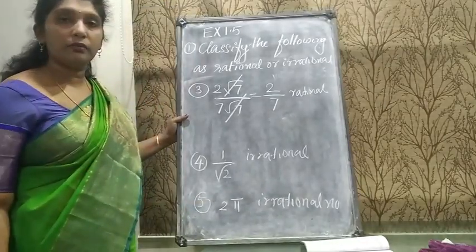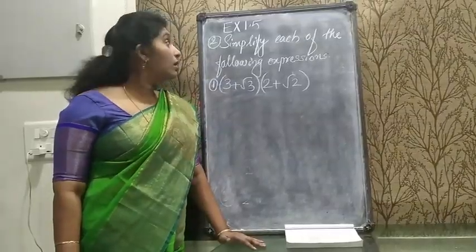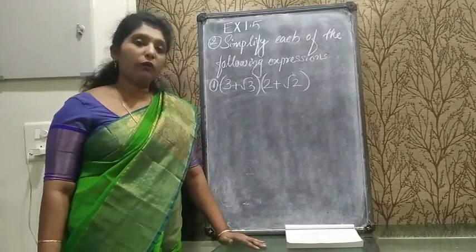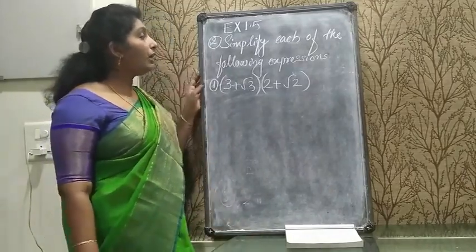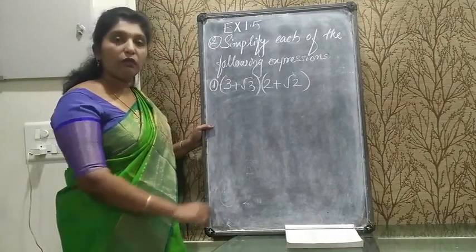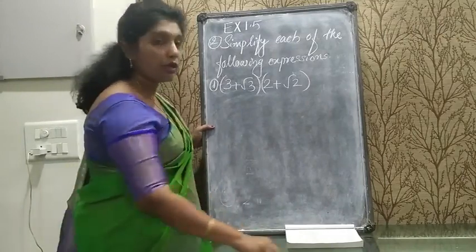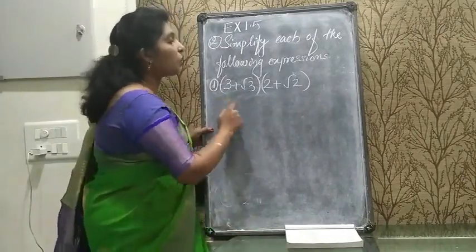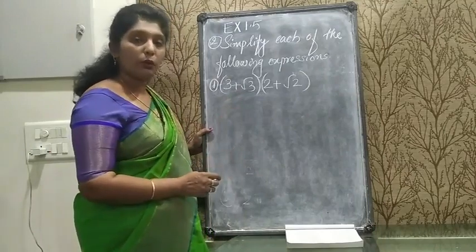Now I am going to explain the second question of exercise 1.5. Simplify each of the following expressions. Here we have to simplify the given questions. First question is 3 plus root 3 into 2 plus root 2.